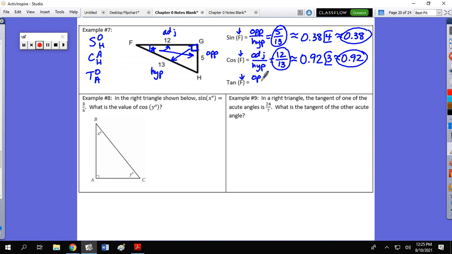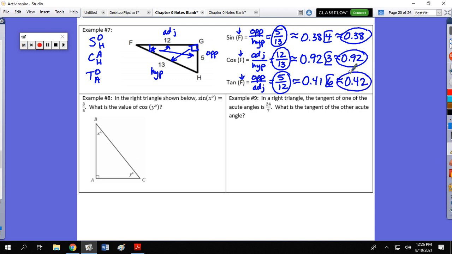And tangent is opposite over adjacent, which is 5 over 12. That does not reduce. 5 divided by 12 is 0.41, and that third digit is a 6. This is the first time we've had it round up. 6 is bigger than 5, so we would change the 1 to a 2.